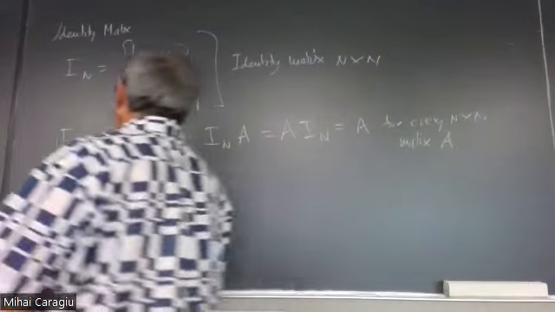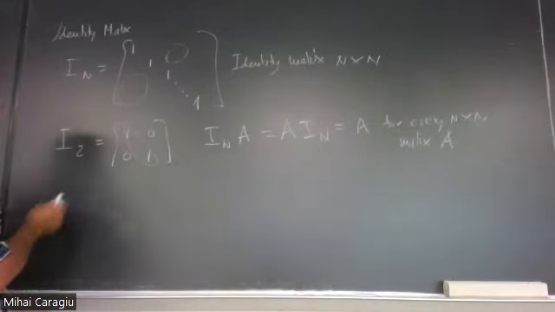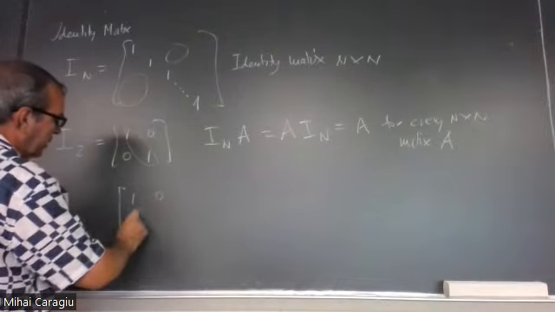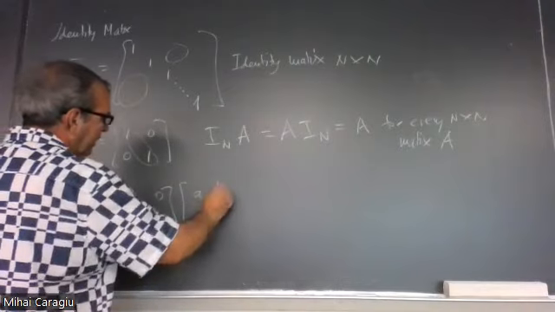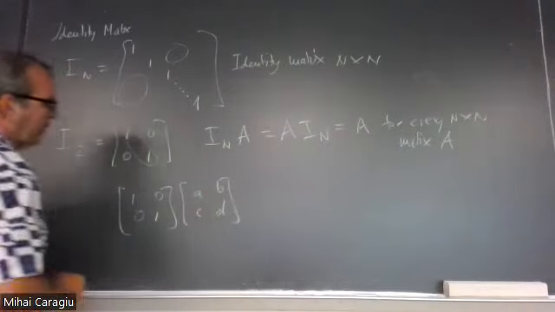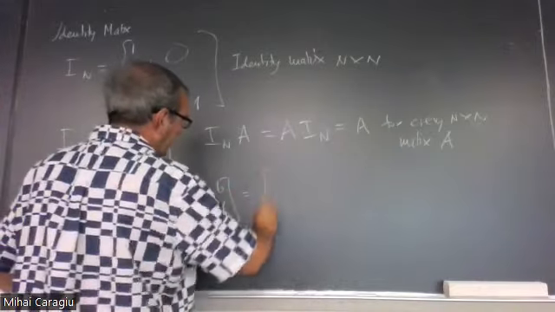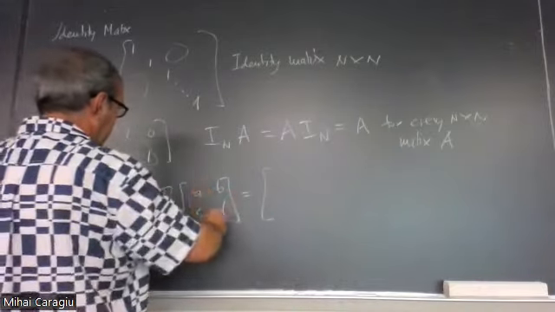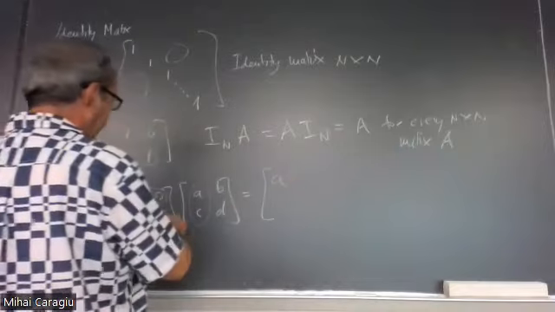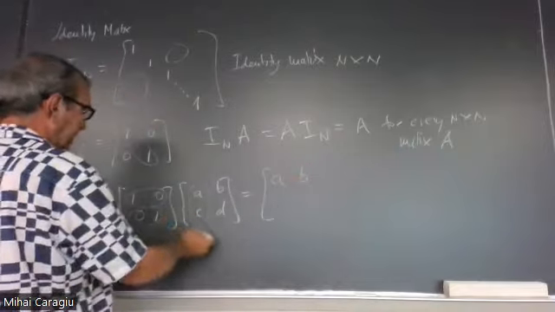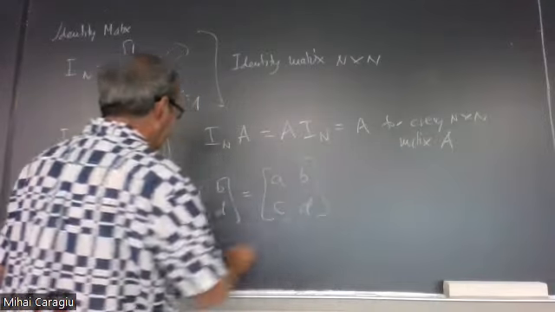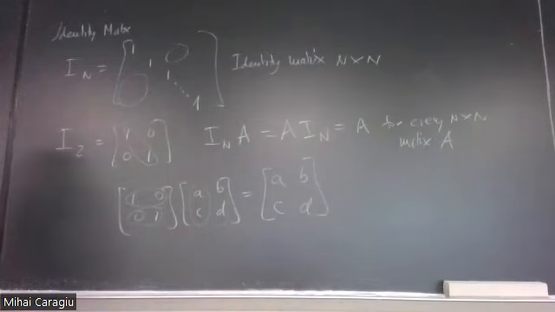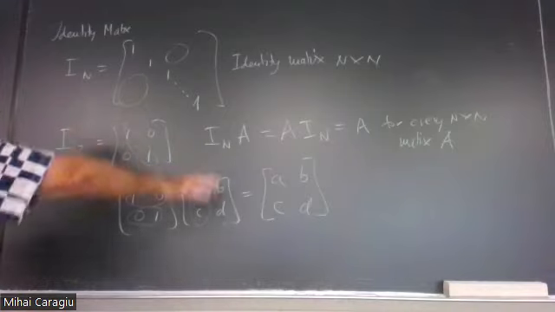Let me illustrate this using the case of 2 by 2 matrices. Multiply 1, 0, 0, 1, the identity matrix I sub 2, by a 2 by 2 matrix A, B, C, D. What do we get here? First, we get A. Second, we get B. First, we get C. Second, we get D. We got the same matrix. So the identity matrix 1, 0, 0, 1 multiplied by ABCD is ABCD. And the same happens if we put the identity matrix on the right.